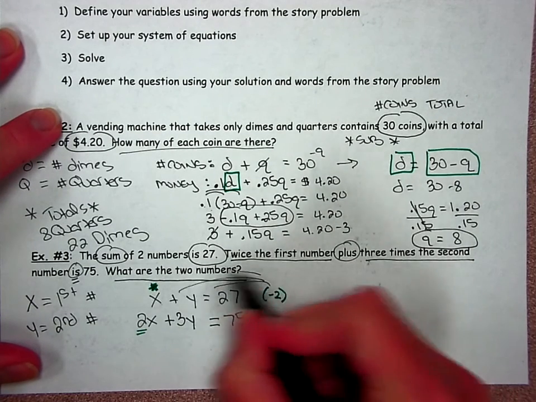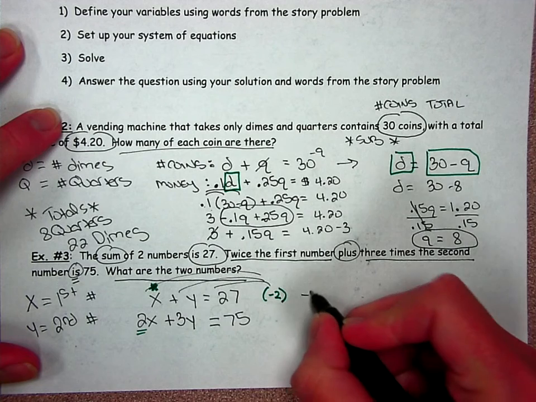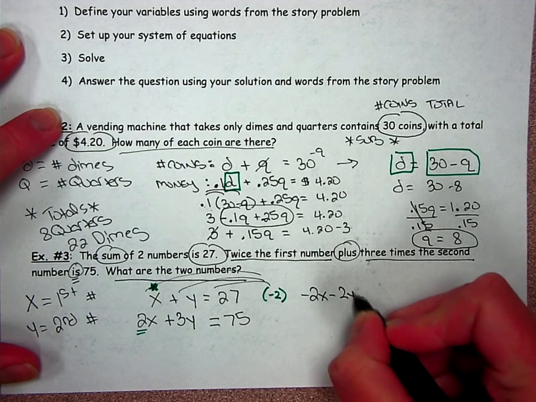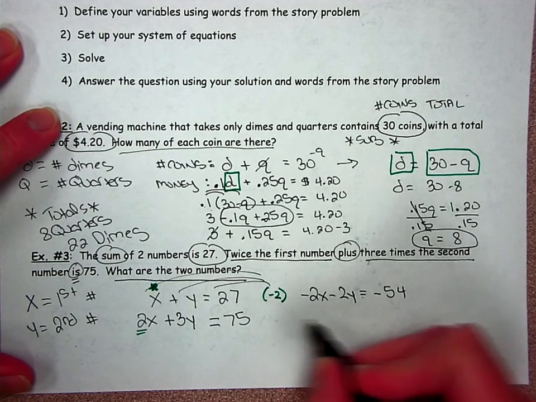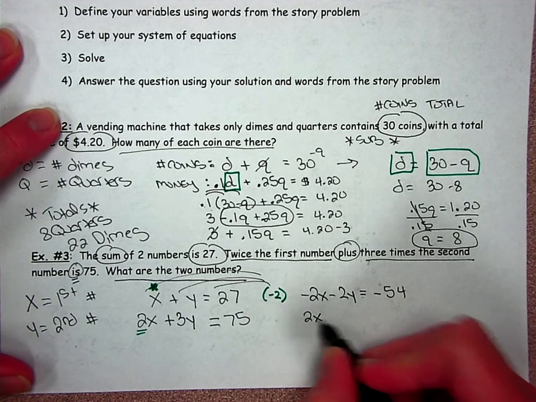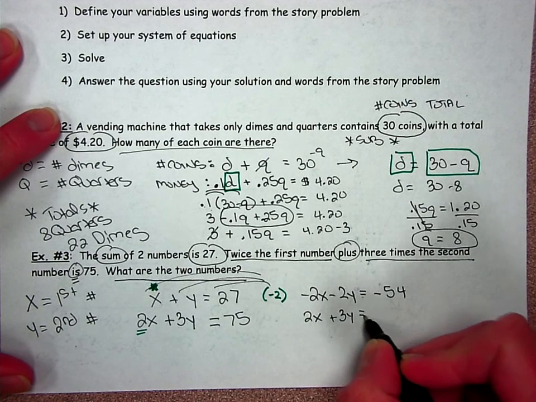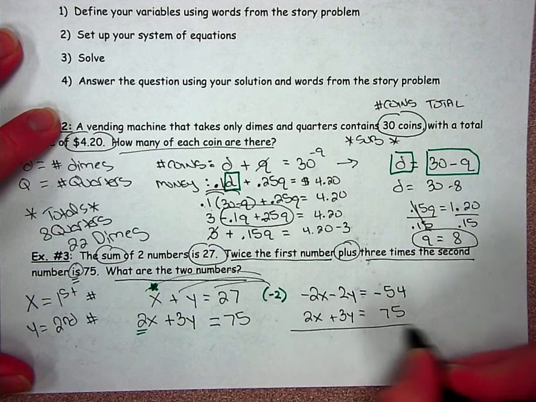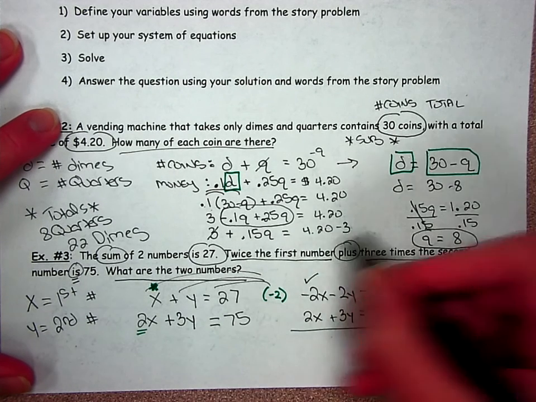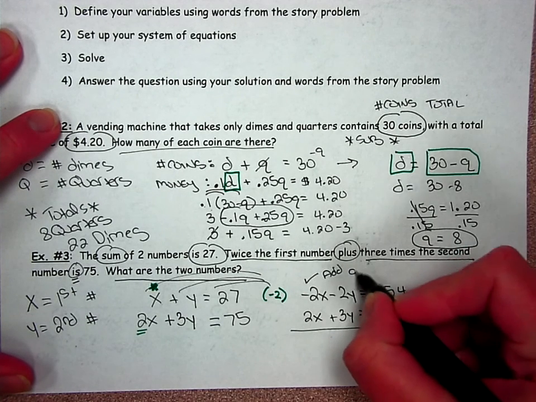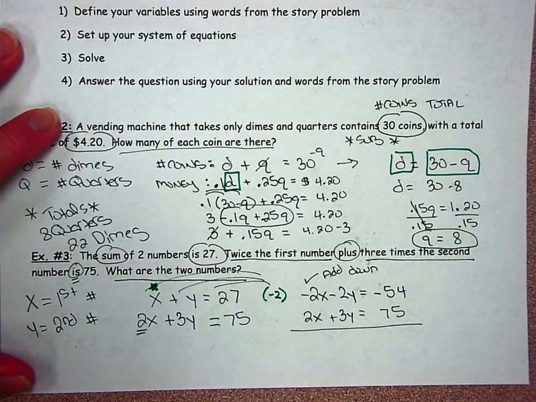So I'm going to have to multiply the top equation by negative 2 all the way through. So when I distribute it to all three terms, I get negative 2x minus 2y equals negative 54. The second one I don't need to do anything to. I'm just going to rewrite it. Double check. I have opposites. Once you have opposites, then you add down. So you're just combining like terms in an up and down way.